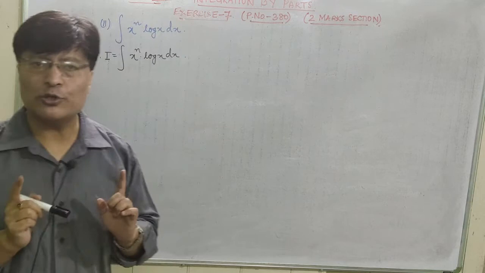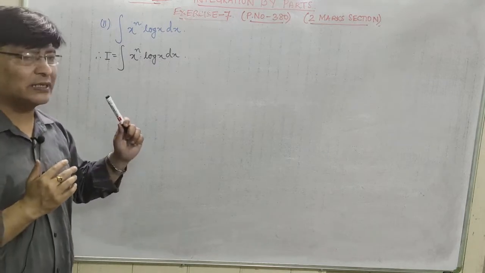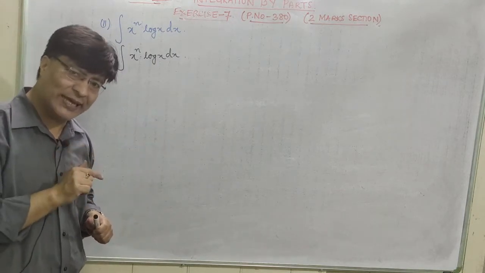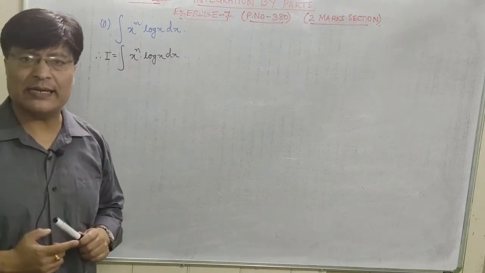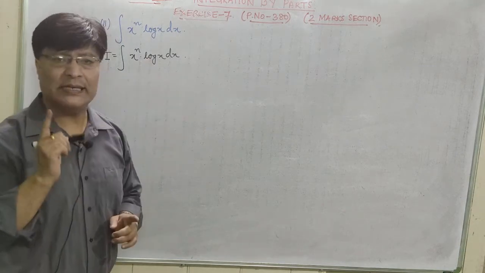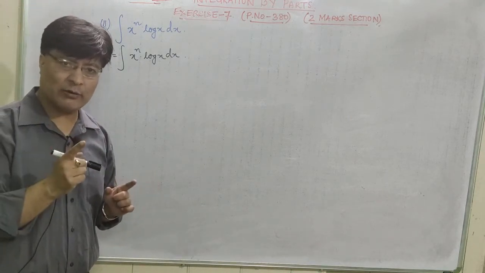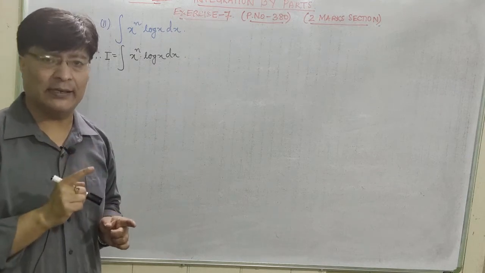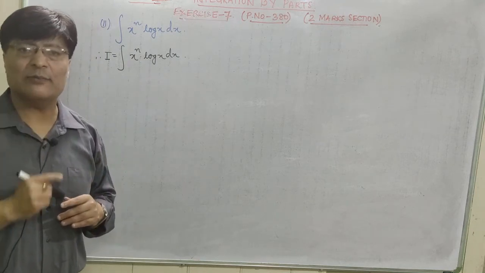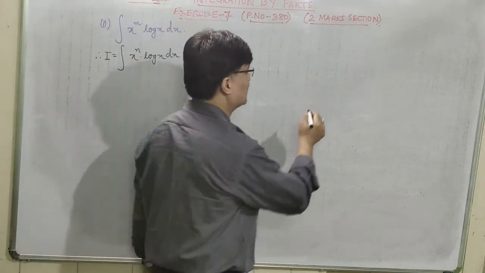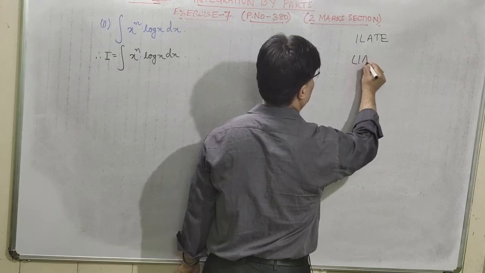So first of all, you should know which is the first function and which is the second function. I already told you about the word ILATE, or you may use LIATE also, isn't it? So what is x to the power n? It is an algebraic function. And what is log x? It is a logarithmic function. So L and A are there. One is a logarithmic function and the other one is an algebraic function, L and A. So which letter comes first in the word LIATE or ILATE? That is L. L comes first, isn't it?